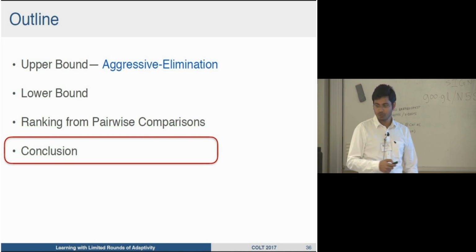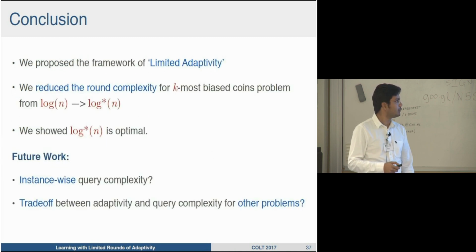Now, to conclude, we propose the framework of limited adaptivity in the context of adaptive algorithms. We reduce the round complexity of the k most biased coins problem from log n to log star n, while retaining optimal worst case query complexity. And we also showed that log star n is tight.